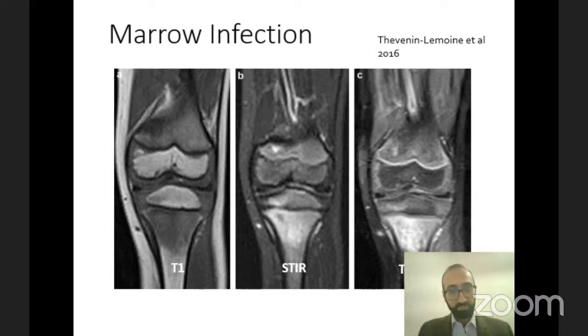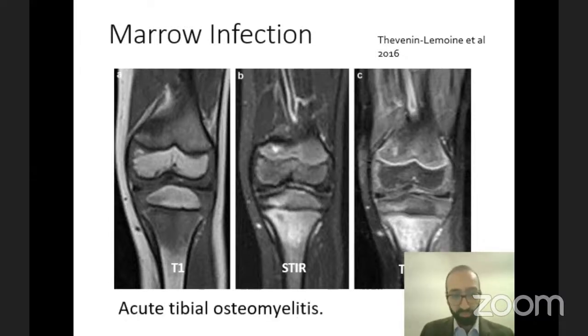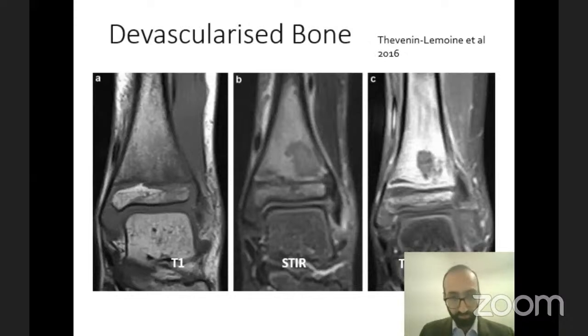In the early stages of marrow infection, you're going to have high STIR signal, so you're going to have displacement of water protons, and you'll have enhancement. This is not a malignant process, but if you really have osteomyelitis, you'll get replacement of the marrow with pus and other material, so you'll get low T1 signal. And this is a case of acute tibial osteomyelitis. As the pressure builds within the medullary cavity, you'll actually get devascularization of bone. And you can see in this distal tibia, there's an area which no longer enhances, but there's marrow around it which is enhancing.